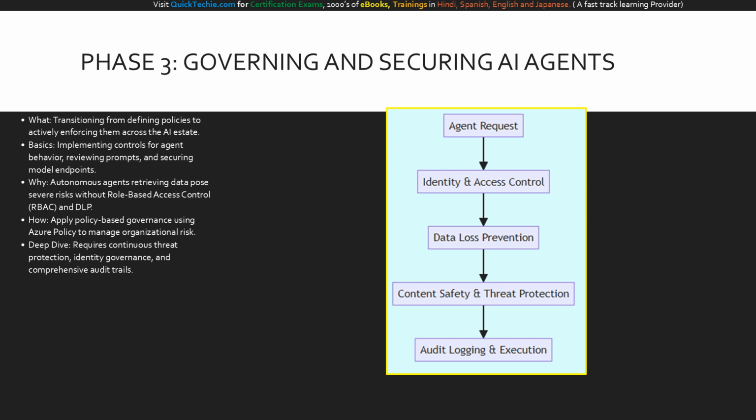This diagram clearly illustrates a defense-in-depth strategy. It shows that an AI agent's action is never direct. It must successfully navigate a gauntlet of automated security and governance gates to ensure enterprise safety.